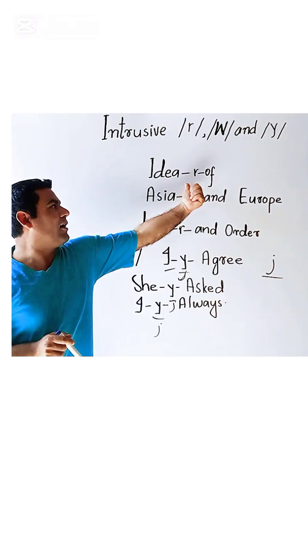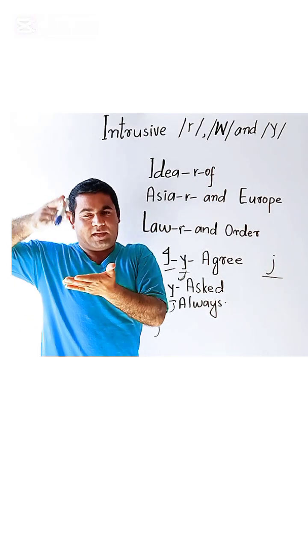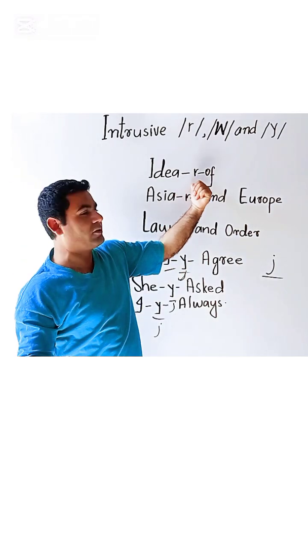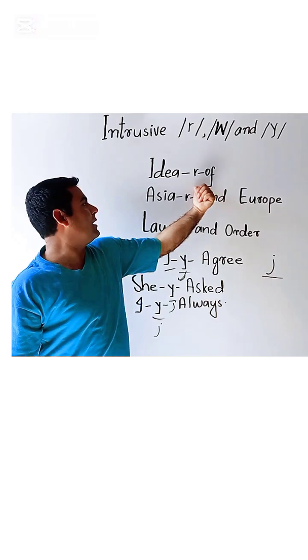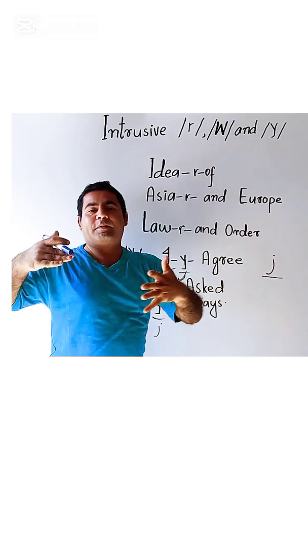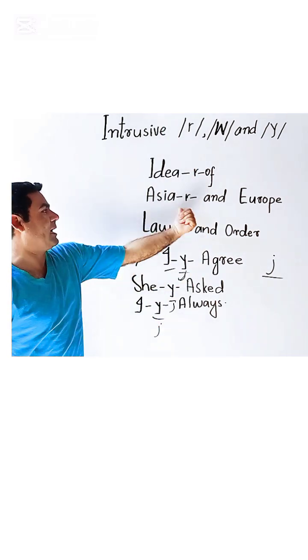So you see, R was not there, but we brought it. It's a sound that is not there, and it comes and joins the other sounds. It's called the intrusive sound. That's intrusive R. It joined the other sounds, and the purpose is to maintain fluency in the speech.